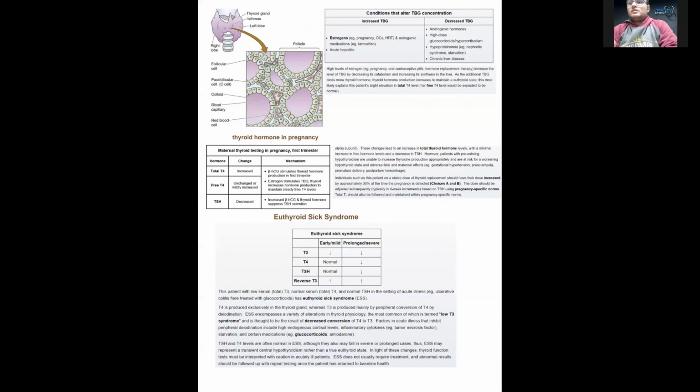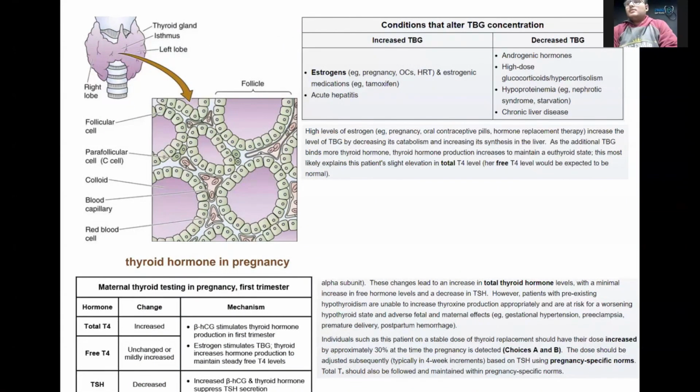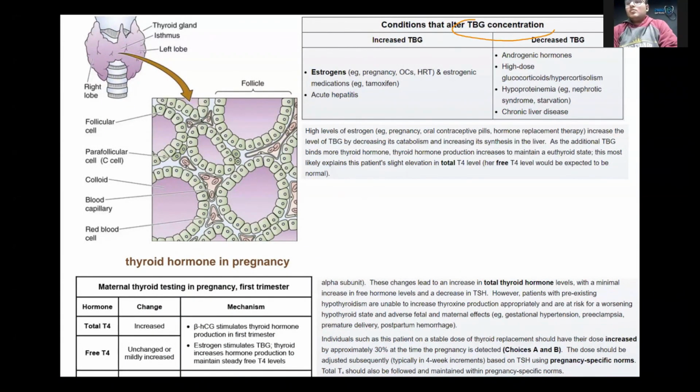So you can see the conditions that alter thyroxine binding globulin: pregnancy, oral contraceptives, and HRT, hormone replacement therapy. Because in hormone replacement therapy we also give estrogen compounds, and tamoxifen is also used, which is a modulator of estrogen and activates estrogen similarly. And acute hepatitis. Very interesting, not written in First Aid. You can write it down. Acute hepatitis.